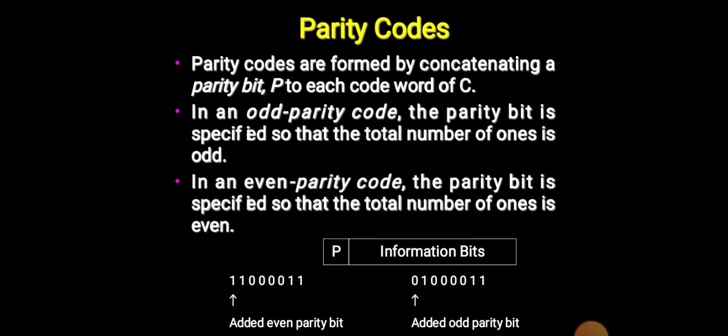Parity codes are formed by concatenating a parity bit P to each code word of C. In an odd parity code, the parity bit is specified so that the total number of ones is odd. In an even parity code, the parity bit is specified so that the total number of ones is even. Information bits with added even parity, and with added odd parity.